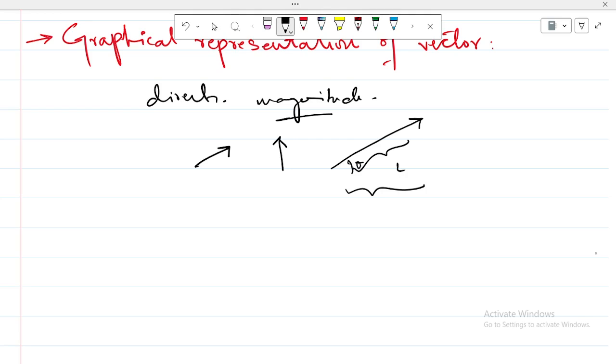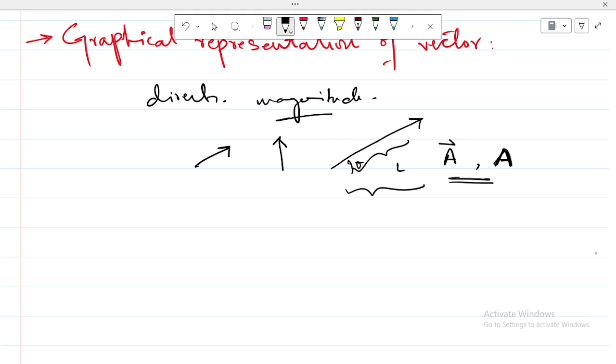How we write a vector is simply, let's say if we had a vector A, we would put an arrow over it. We could call this vector A, or we could just write a bold letter A to represent a vector. Both of these conventions are actually acceptable.